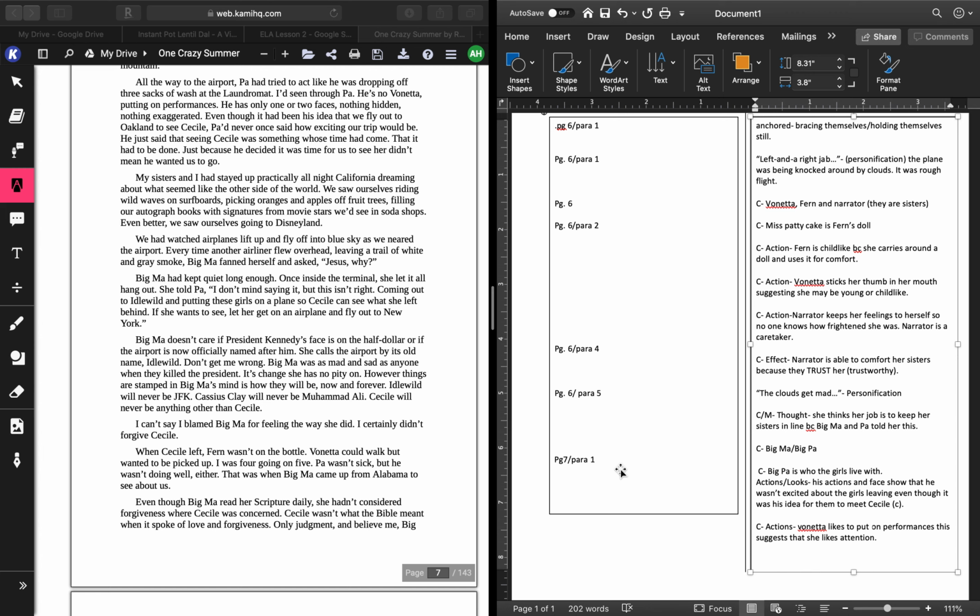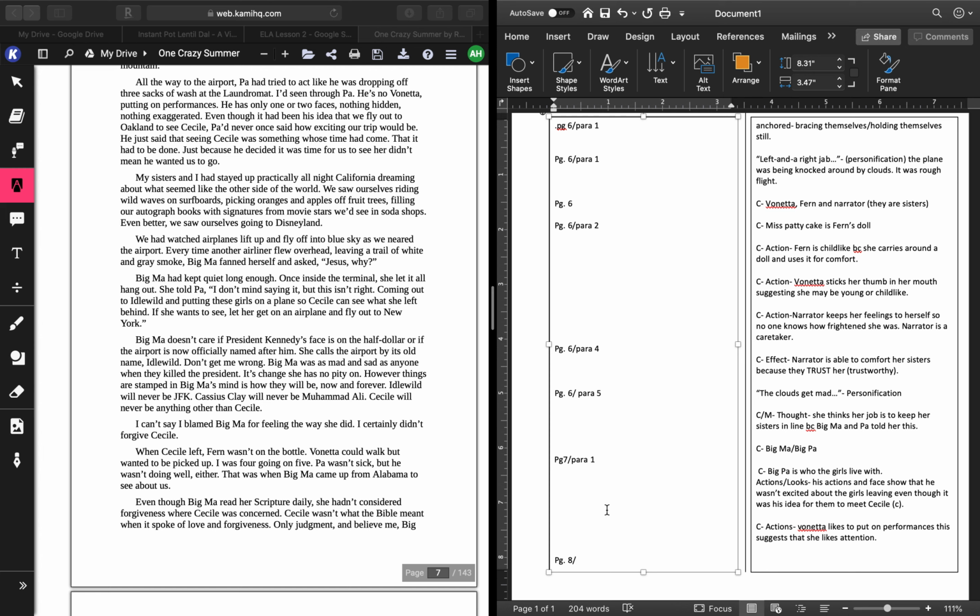So, what do we learn here? We learn that they have some expectations of what this trip is going to be. So we want to annotate that. And we're probably going to have to come back to this a little bit later. We want to compare what their expectations were like and what they actually experience once they get there. Did they go to Disneyland? Do they get to do all of these things?